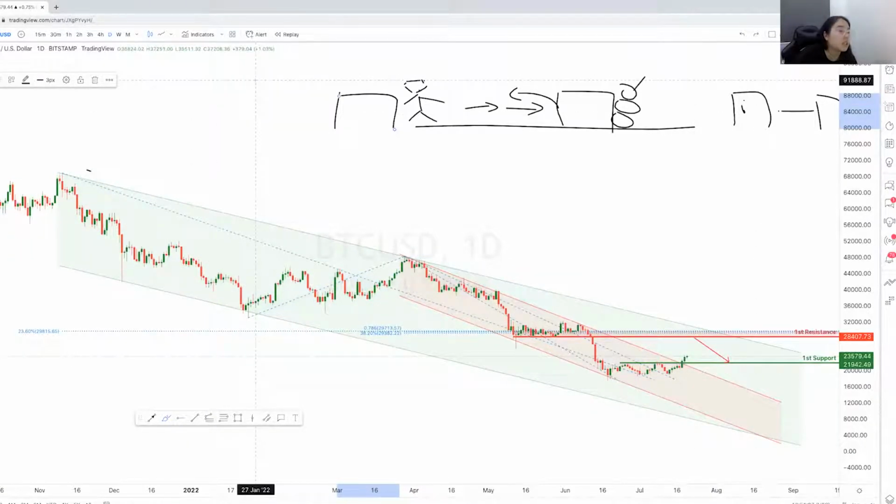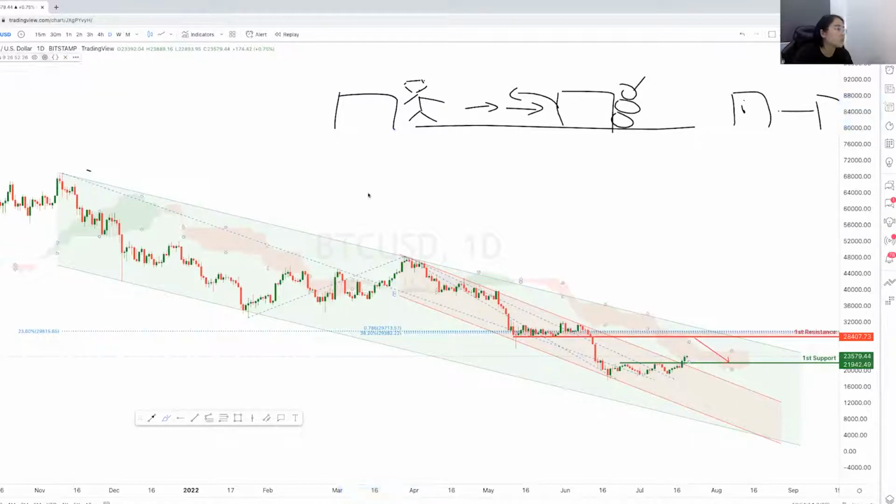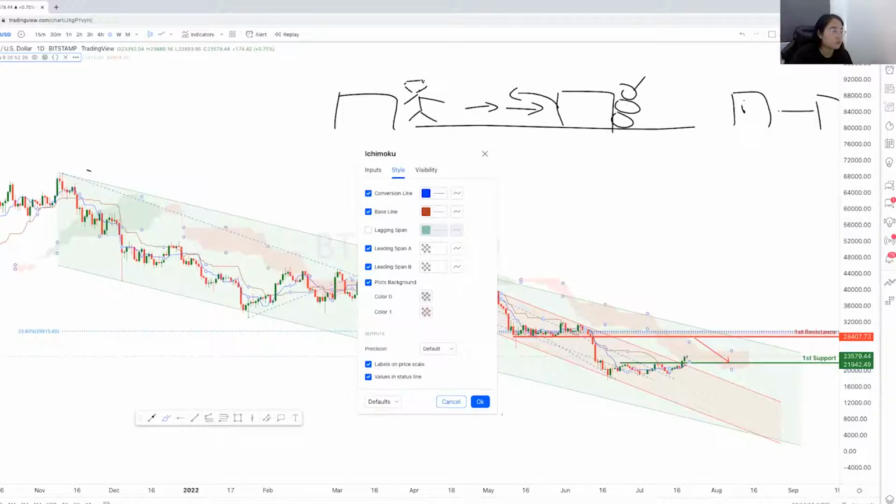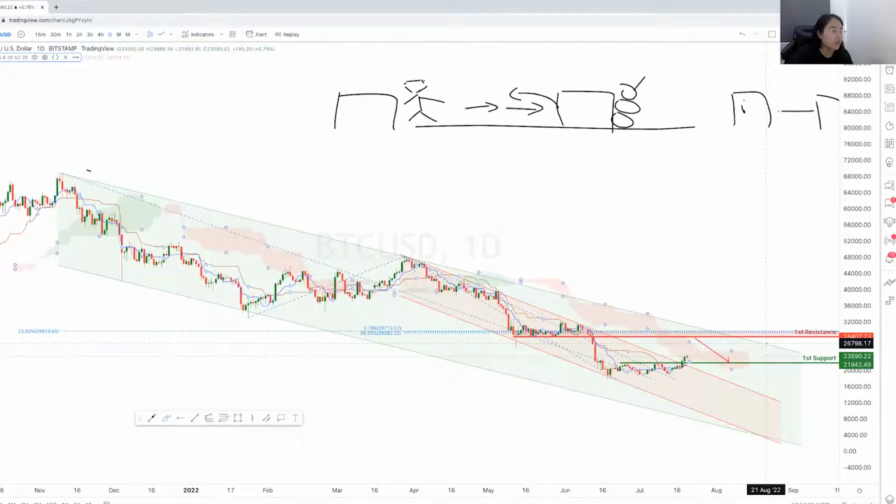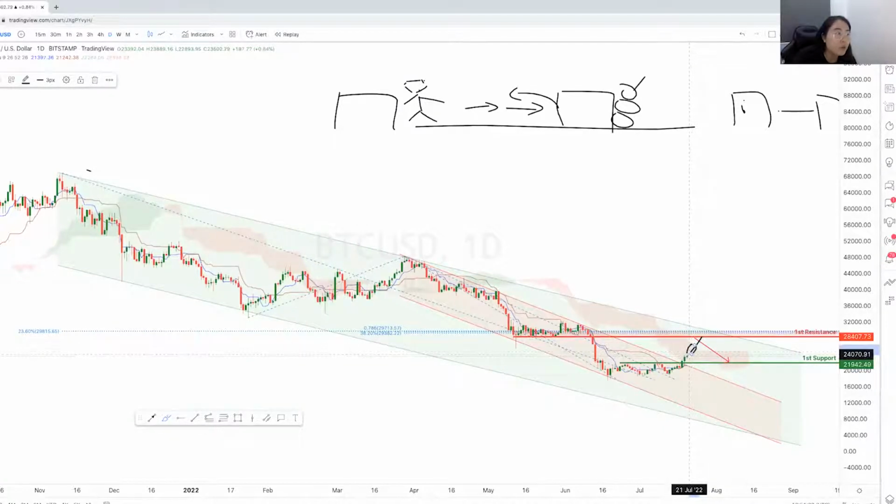Okay, let's see what the Ichimoku cloud says. Give me a moment. Ichimoku cloud is not supporting our analysis. Why? Because for price to get to the first resistance, it needs to break our cloud before it can reverse. Whenever price breaks the cloud, it means it's a buy already. If price breaks the Ichimoku cloud to the upside, it is a buy. So right now we have looked at two indicators, and they are not supporting our analysis.